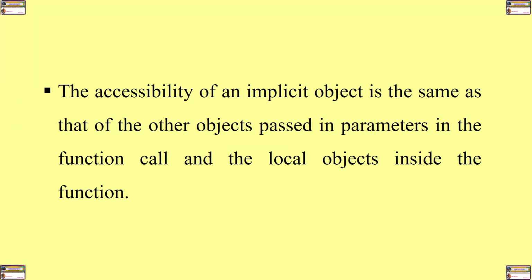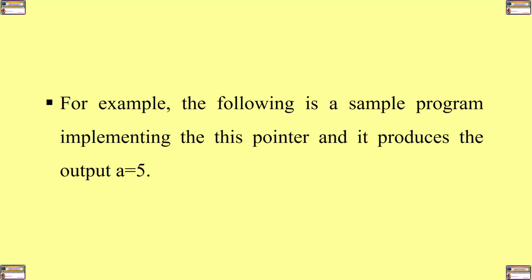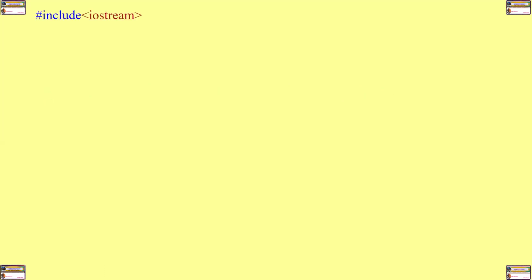The accessibility of an implicit object is the same as that of the other objects passed in parameters in the function call and the local objects inside the function. For example, the following is a sample program implementing the this pointer, and it is going to give out an output which will be a equals to 5.